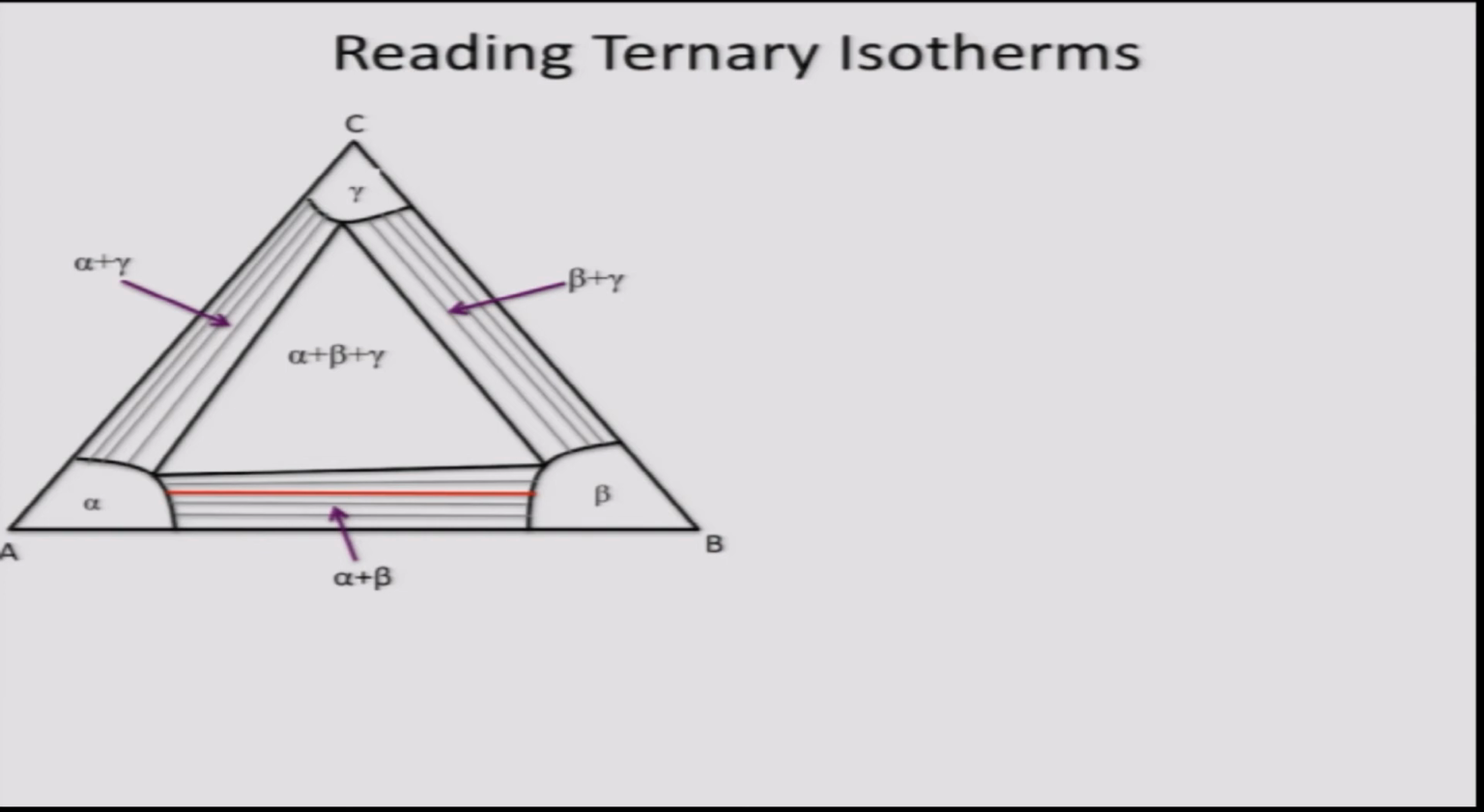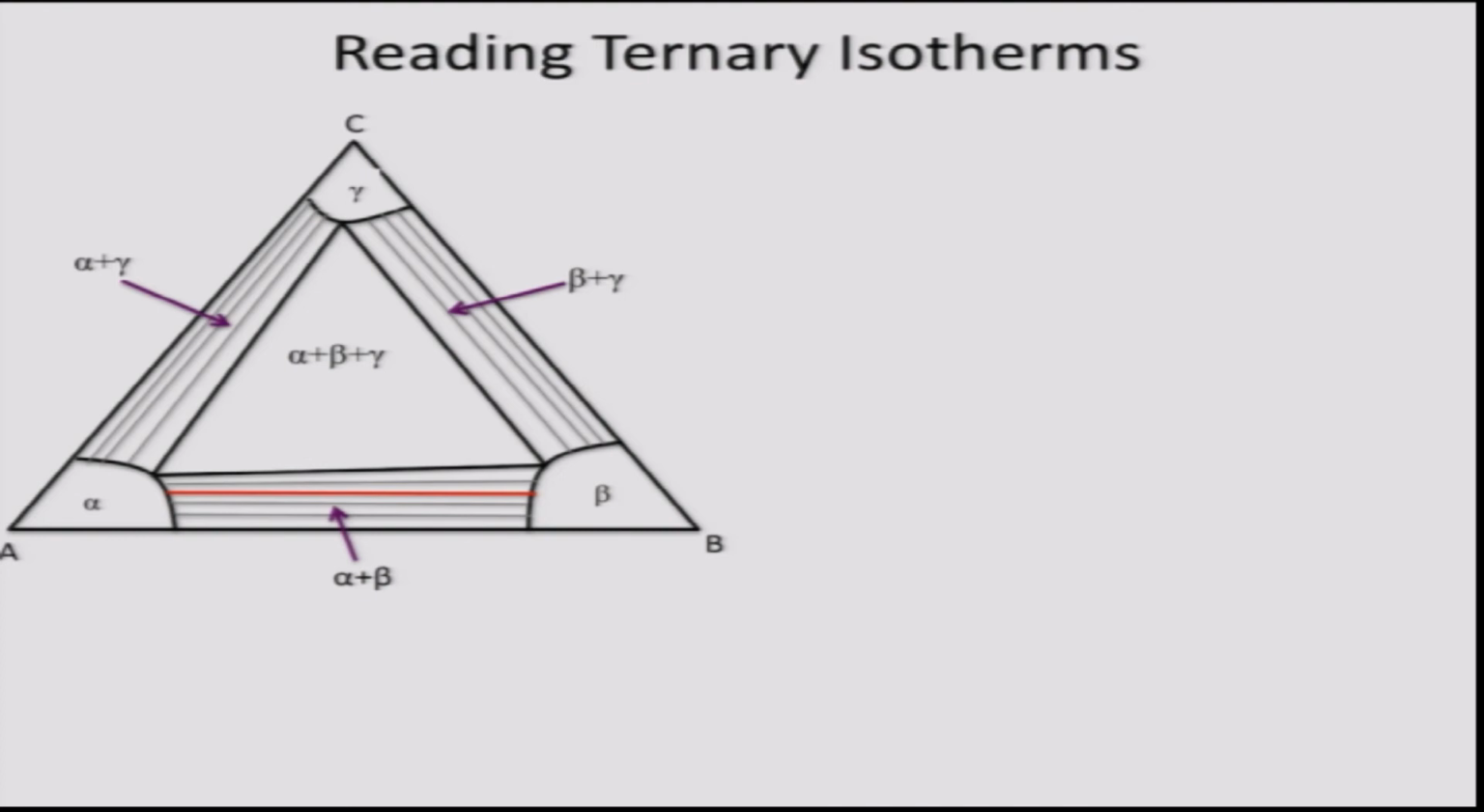Now, when there are more phases present, the ternary isotherm may become a little more complicated. One example I have shown here. In this case, all the binaries have terminal solid solubility. So, again I have shown the ternary system A, B, C.